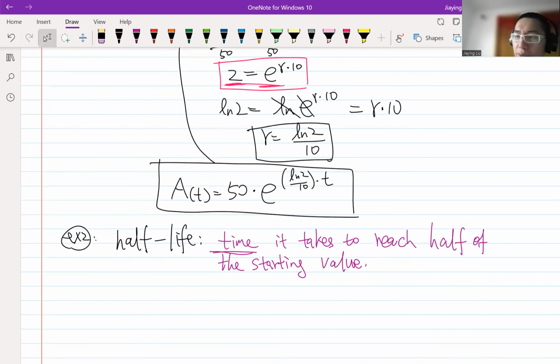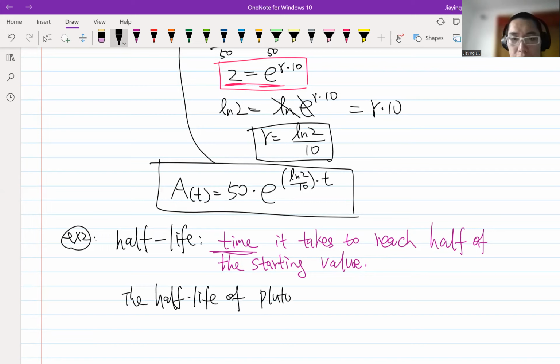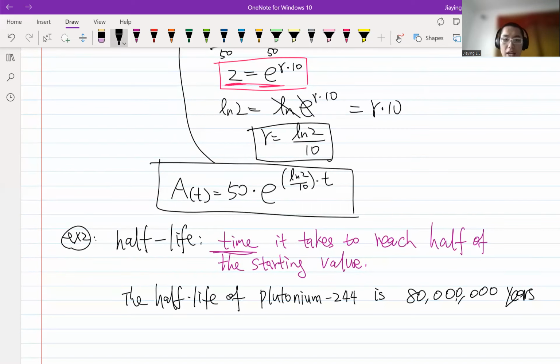So for example, here's a question. The half-life of plutonium 244 is 80 million years. Which means it takes 80 million years to reach half of the amount that we begin with.